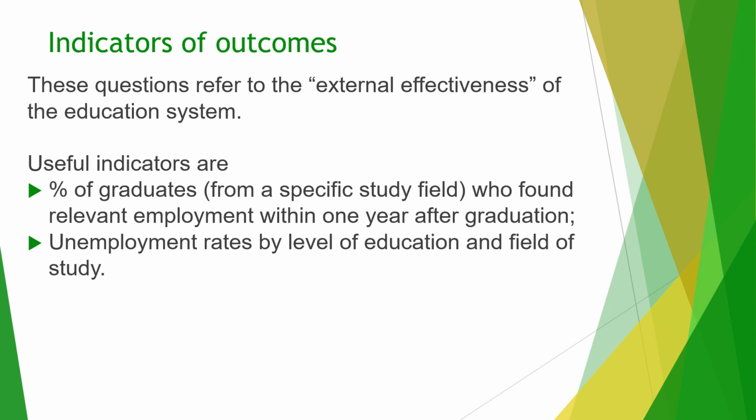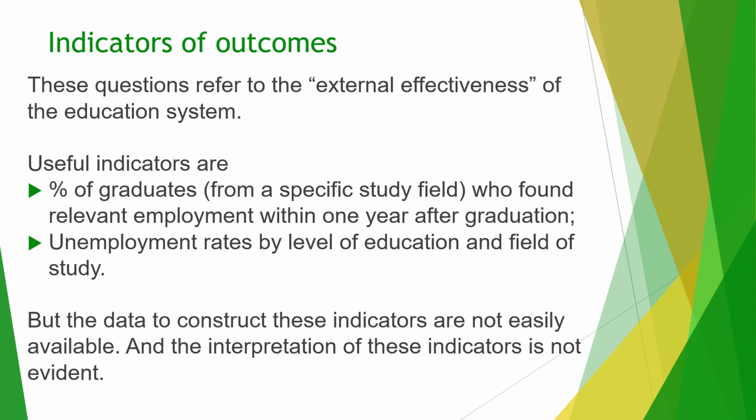In many cases, the data to construct these indicators are not always easily available, especially the first one, the percentage of graduates who found relevant employment within 1 year after graduation. It demands a very good labor market information system and tracer studies on students who have left secondary school, upper secondary, university education, or technical and vocational education. And the interpretation of these indicators is not evident either.